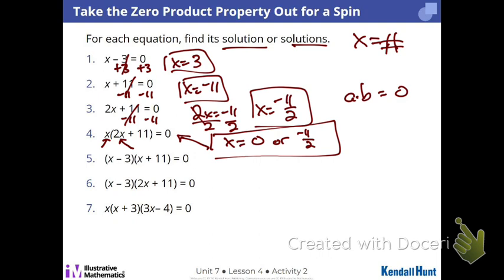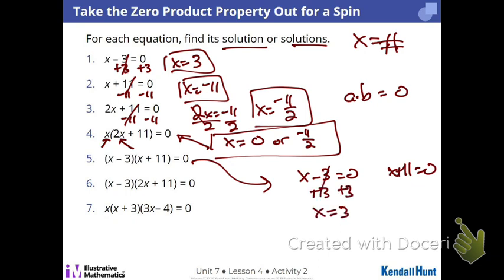So number 5. There's going to be 2 answers here again, because 0 times something and something times 0 both equal 0. So one thing you can do, and this is kind of a simple one, so it's not bad to set it up like this. I can say x minus 3 needs to equal 0, and so does x plus 11. And that would mean, and this is a little overkill for this simple one maybe, but again, not bad to practice, that for number 5, x can either be 3 or -11.